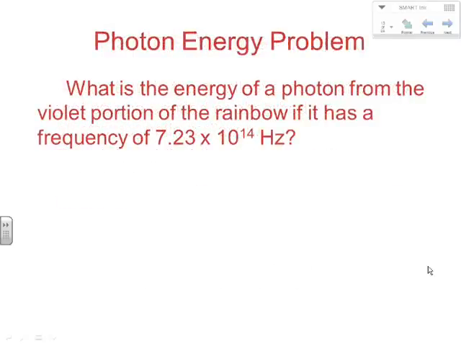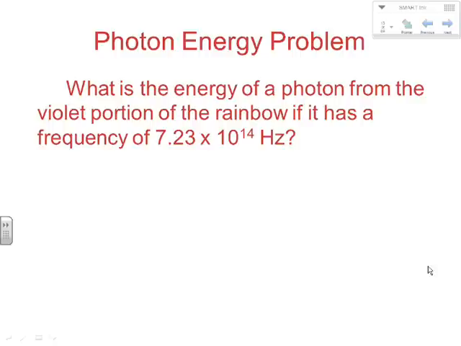What's the energy of a photon from the violet portion of the rainbow if it has a frequency of 7.23 times 10 to the 14th hertz? So we have one photon, one little light particle, one little bundle of violet radiation at this frequency. What would the energy of that photon be?